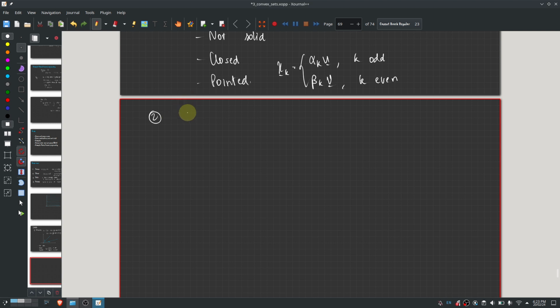So let's look at our example of the non-negative orthant. This is the set of all x in Rn such that xi is greater than or equal to 0 for all i. In R2, this just corresponds to the first quadrant. Is this a cone?